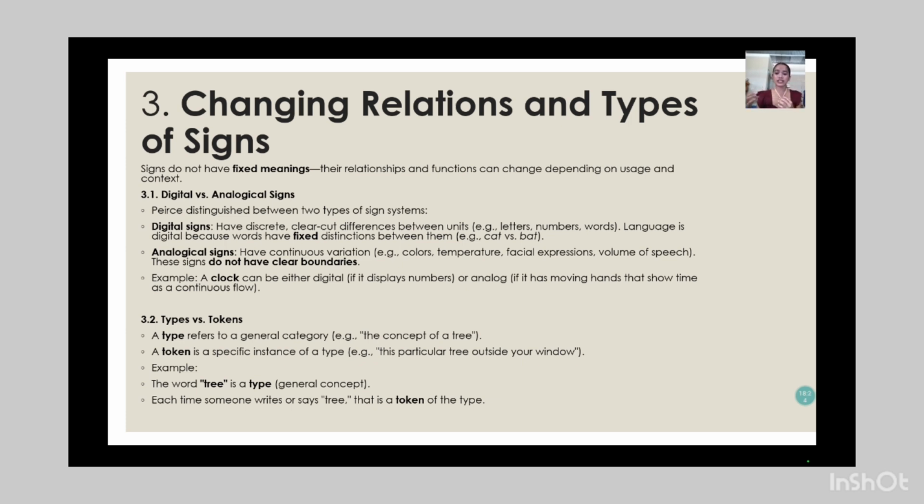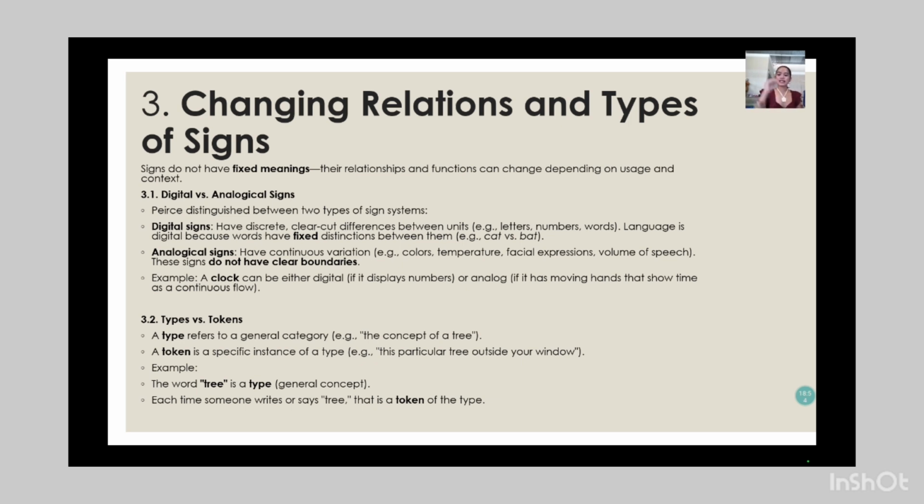Next is the analogical sign. These have continuous variation. Example, colors, temperature, facial expression, volume of speech. These signs do not have clear boundaries. For example, a clock can be either digital if it displays numbers, or analog if it has moving hands that show time as a continuous flow.